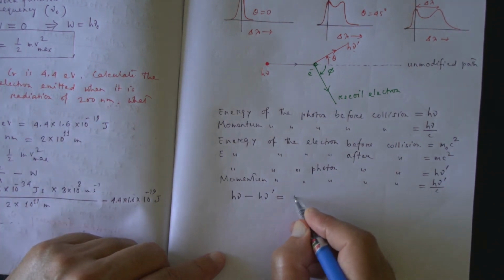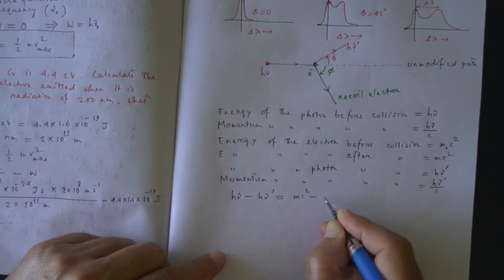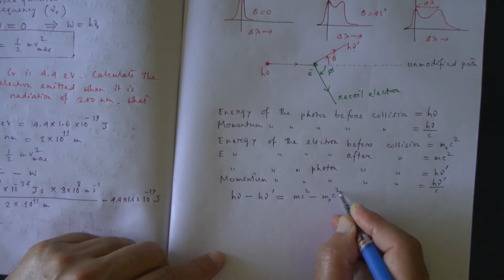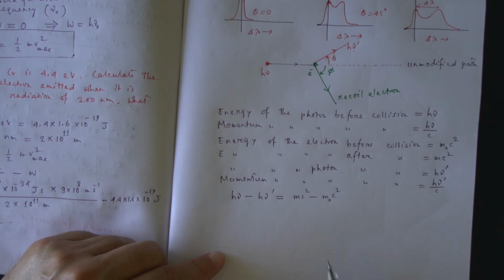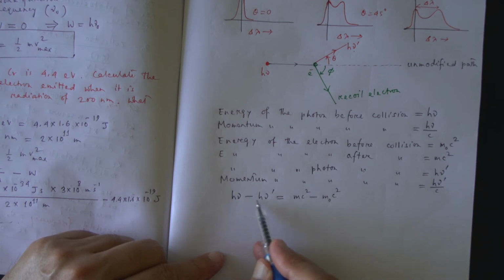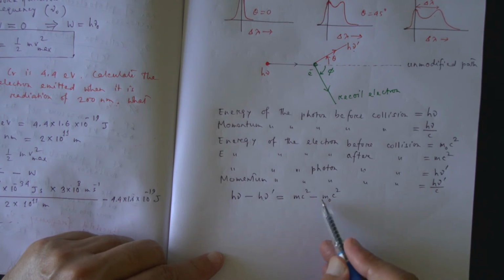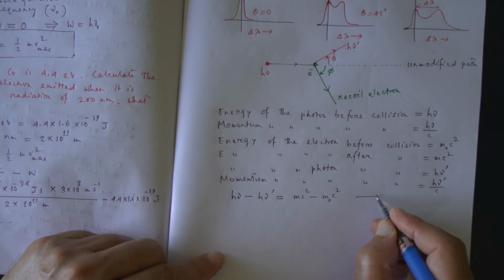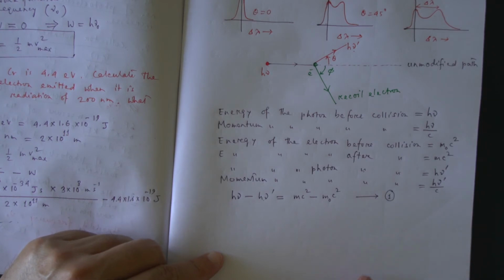So what we get? We get this, mc square minus m naught c square. Okay, this is the energy received by the electron, and this is the energy lost by the photon, so they must be equal. Energy lost by the photon is equal to energy gained by the electron. So this is number one equation.